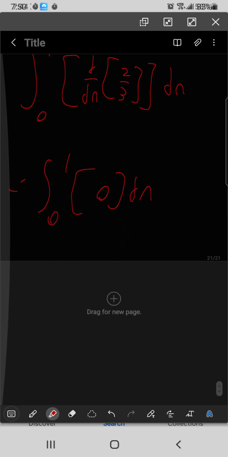So we have the integral from 0 to 1, and the derivative of 2/3 is going to be 0, so 0 dn. Okay, so we have 0 times n, which is 0 times 1 minus 0 times 0, which is going to be 0 minus 0, which is going to be 0. So this is what we get if we use FTC as well, but I use this method.